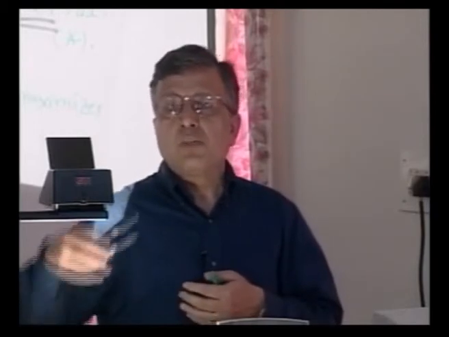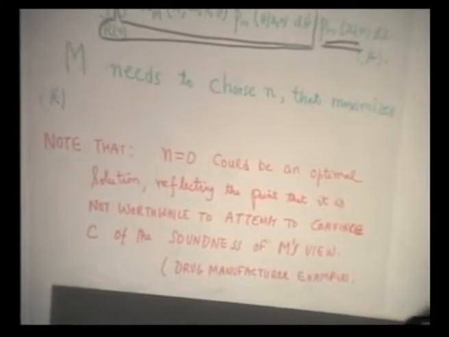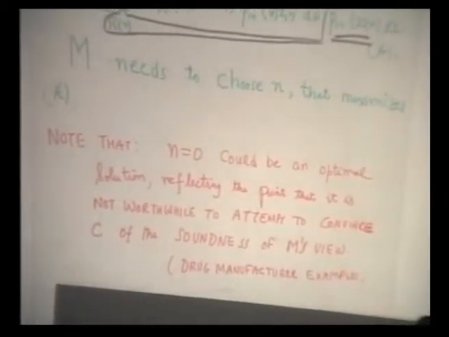So M now needs to choose N that maximizes this value here. Now you can see all the components there. Basically, N could be 0. If N is 0, then most likely the consumer is going to reject everything anyway, because the consumer is not convinced, based on a priori specifications, that you have good quality stuff. So for each N, once this is available to you, this could be the optimal solution, reflecting the point that it is not worthwhile to attempt to convince C of the soundness of M's view, because in this case the FDA cannot be convinced by the drug manufacturer with any sample size, because the FDA thinks you really have bad stuff.